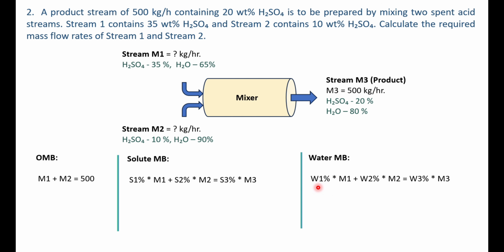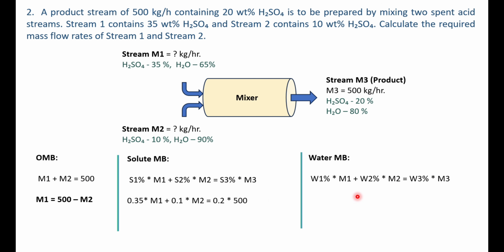Let's substitute the values and try to solve the equation. So M1 would be equal to 500 minus M2. Because we don't know M1 and M2, I'm just finding M1 in terms of M2. So 500 minus M2 would be equal to M1. Moving on to the solid balance equation, I'm replacing the S1 percentage by 0.35 because in stream 1, the solute percentage is 35 percent. In stream 2, the solute percentage is 10 percent, so I'm replacing the S2 percentage by 0.1. Similarly, for M3, I'm replacing it with 0.2 as 20 percent is the acid.